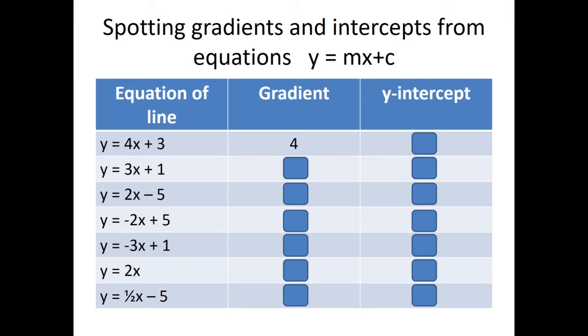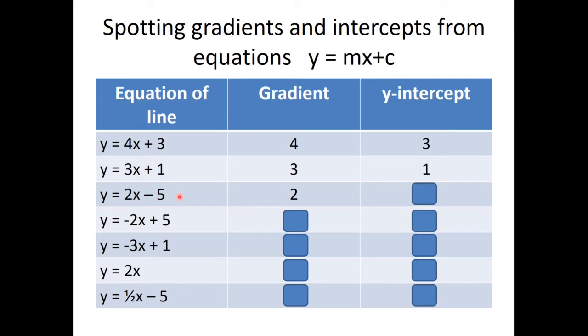And it does. Okay, the c there, plus c, is the number on the end that's not attached to x. And it says plus 3 here, so this should be plus 3. And it is. Okay, again, the gradient's the number in front of x, so this should be 3. And it is, and the y-intercept is the one on the end that's not attached to x, plus 1, and it is. Okay, now the next one, we've got a gradient of 2, so this should be 2, it is.